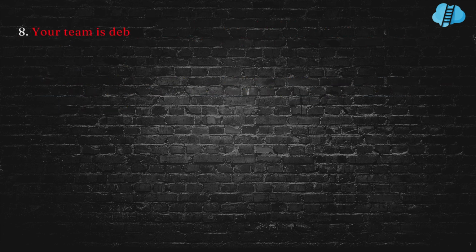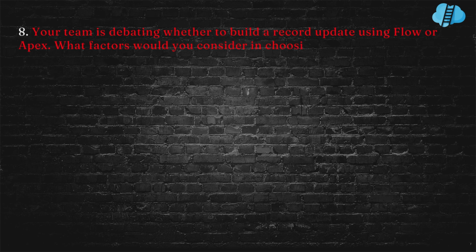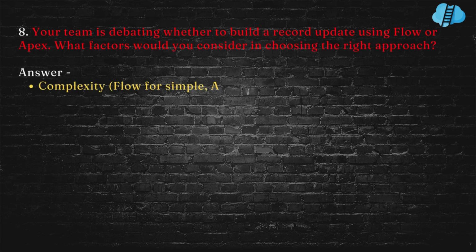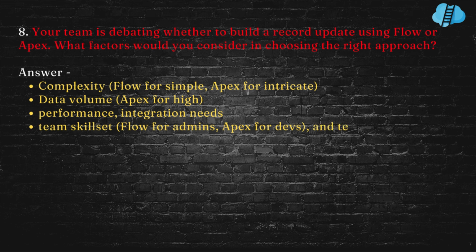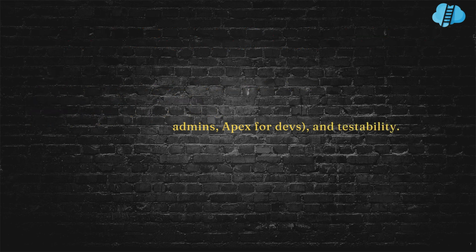8. Your team is debating whether to build a record update using Flow or Apex. What factors would you consider in choosing the right approach? Answer. Complexity, Flow for simple, Apex for intricate. Data volume, Apex for high performance. Integration needs. Team skill set, Flow for admins, Apex for devs. And testability.